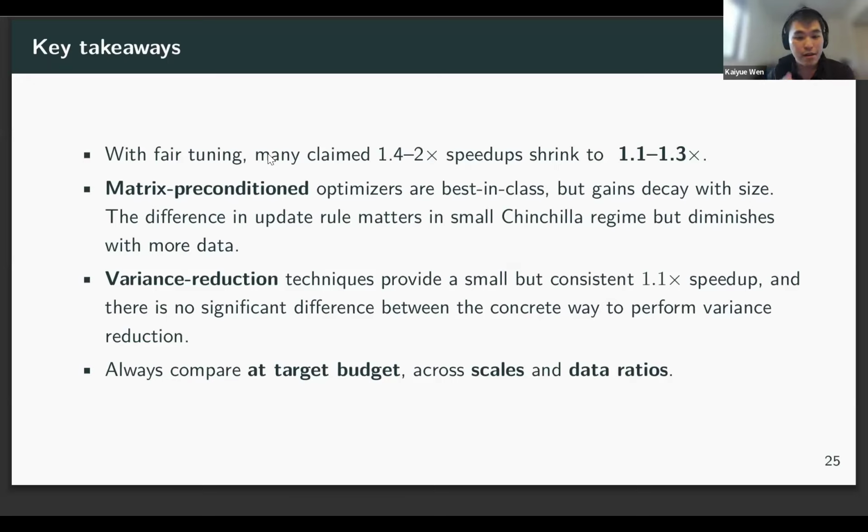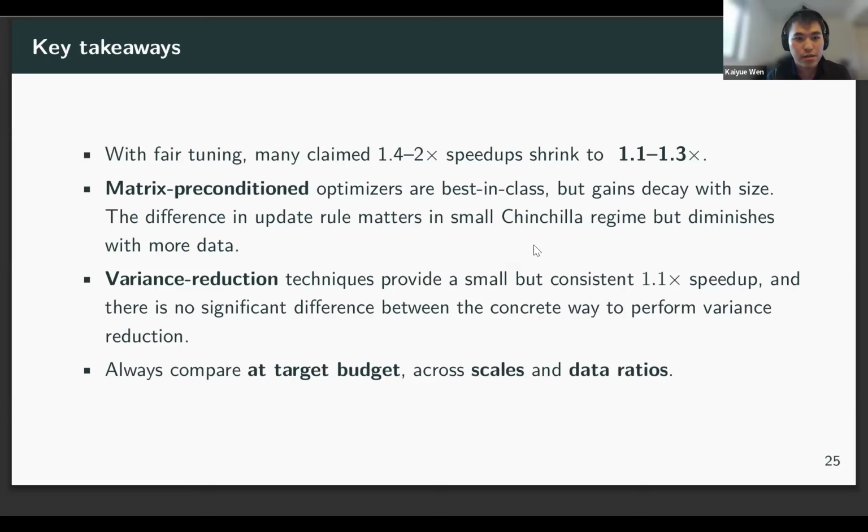And the final conclusion is that we should definitely compare at the end, where the learning rate is fully decayed, and scales and data ratios can influence the ranking, and this must be taken into account when we are studying optimizers in the future.